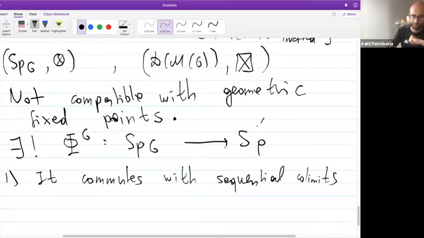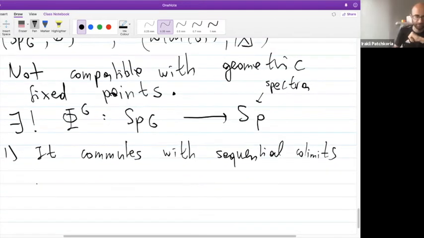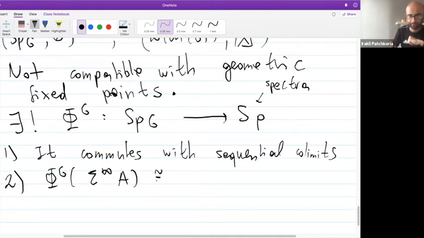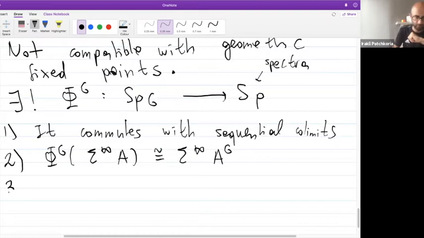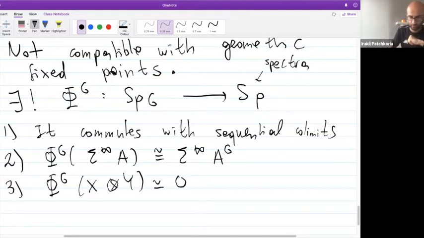Here SP is spectra. I should have written this explicitly, but if SPG is G-spectra, then I think you are guessing that SP is just spectra. Second, it commutes with suspension spectra. So every space, of course, comes with an associated spectrum, which I don't want to define. Then it is strongly monoidal, so it actually commutes with tensor products.